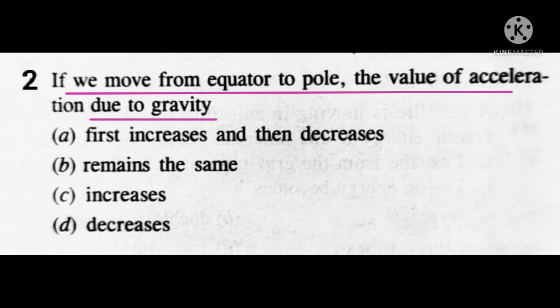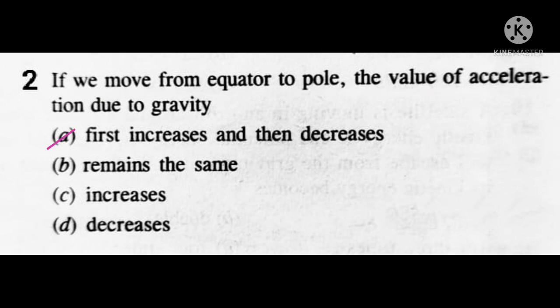Question number 2. If we move from equator to pole, the value of acceleration due to gravity: A option, first increases and then decreases. B option, remains the same. C option, increases. D option, decreases.